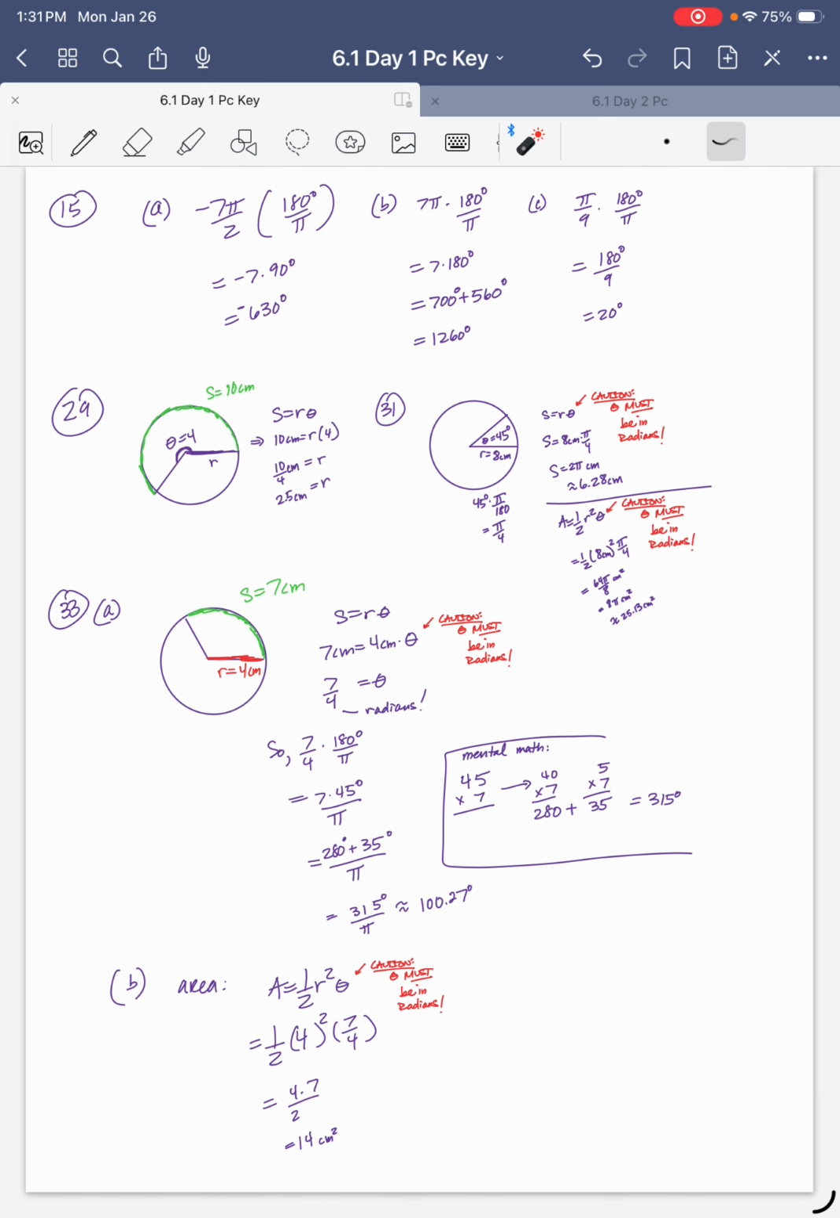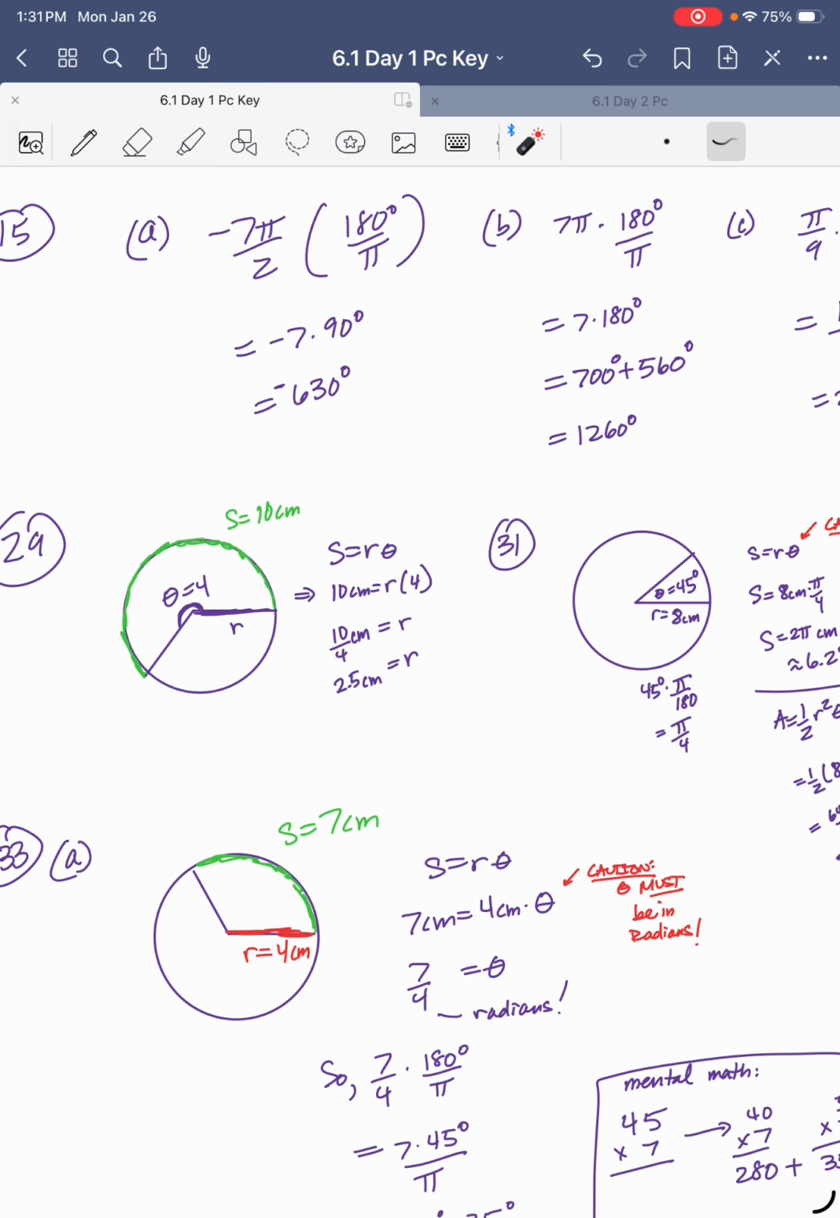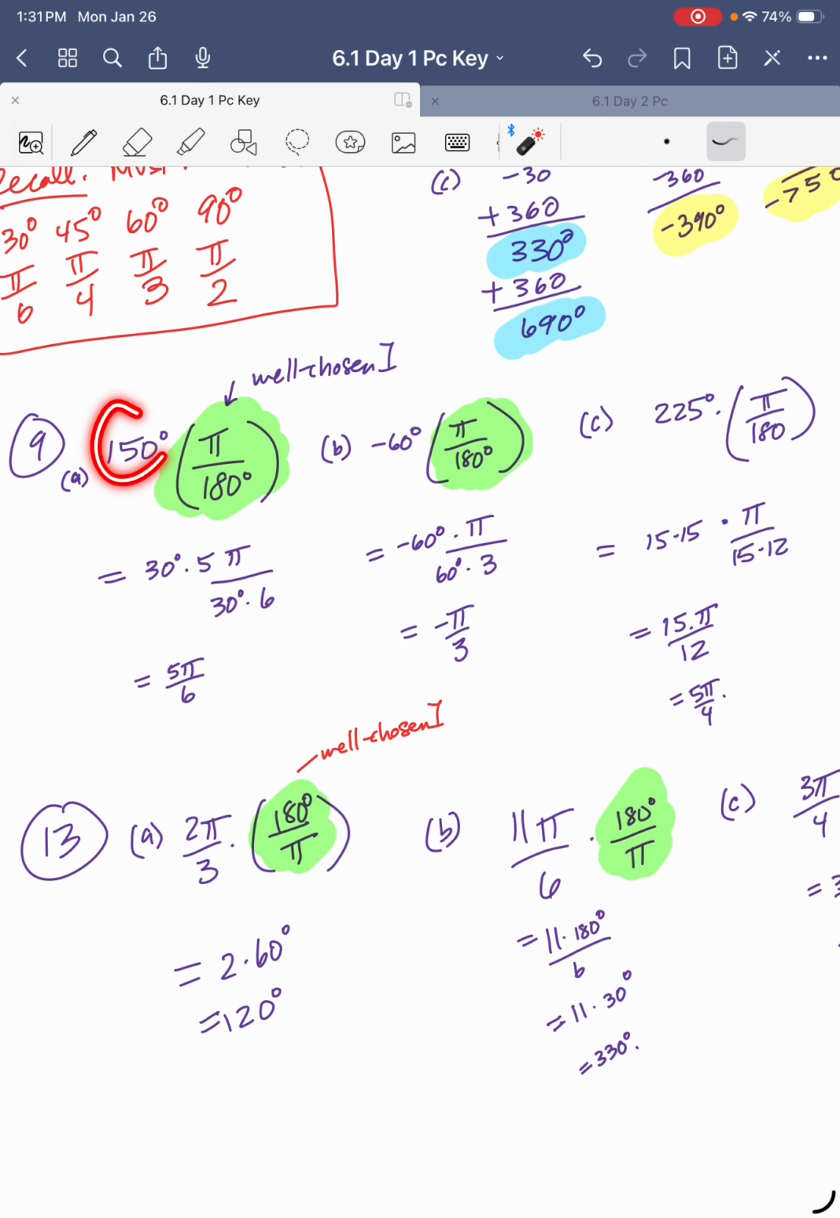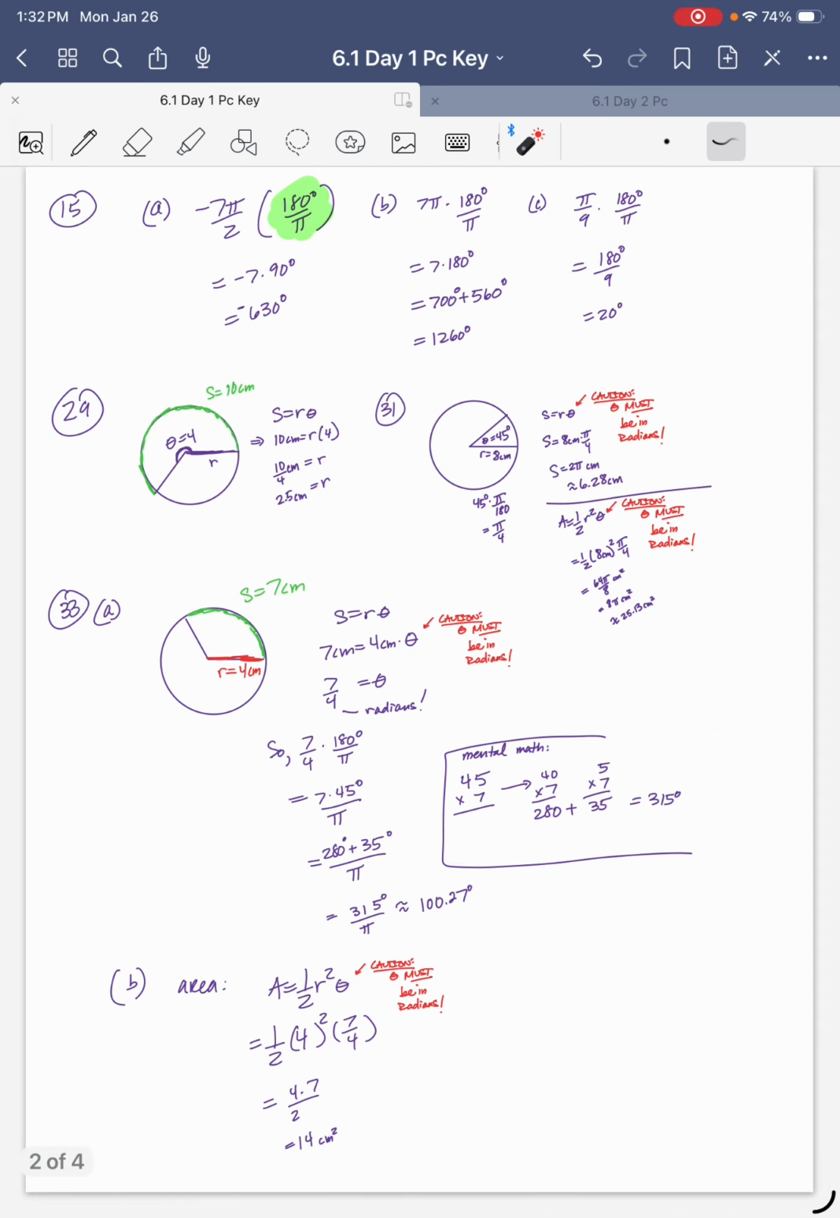15 is exactly the same. If you're going from radians to degrees, you're introducing degrees, so you multiply by 180 over pi. If you're going from degrees to radians, you divide by 180 to cancel out degrees. So you're always thinking, do I need to introduce degrees to radians, or do I need to cancel out degrees if you start with degrees?